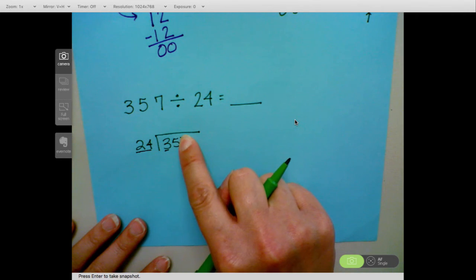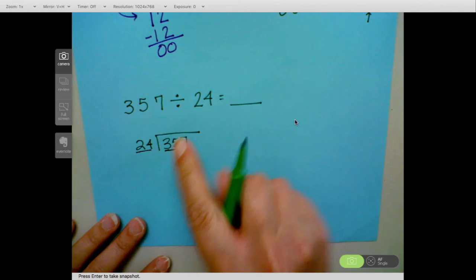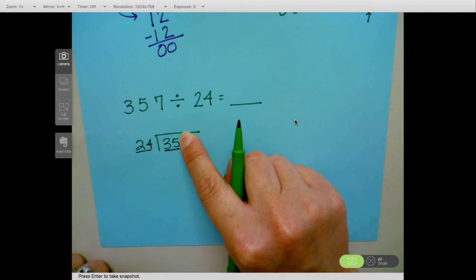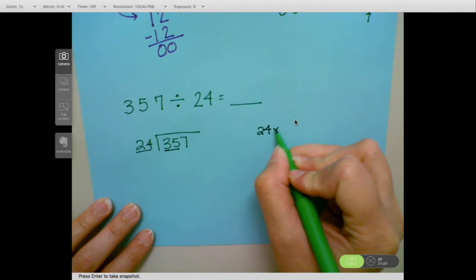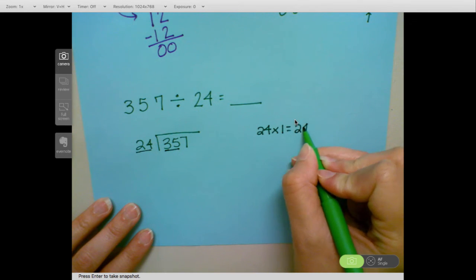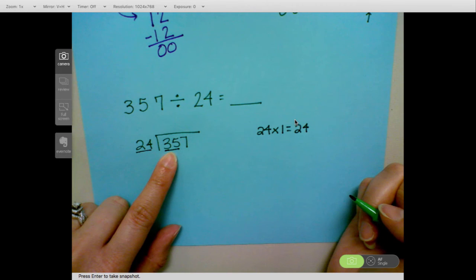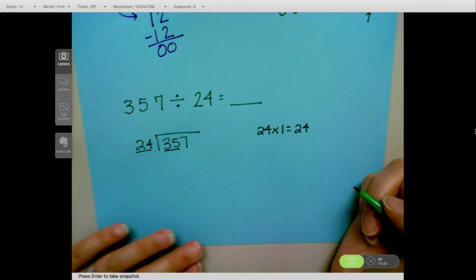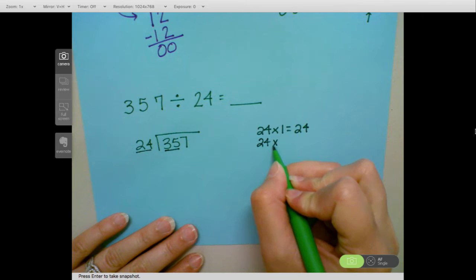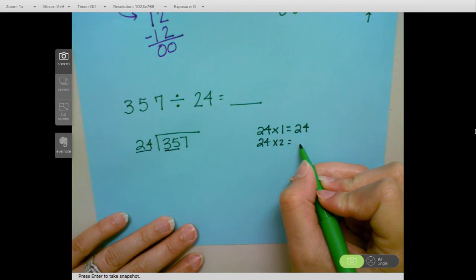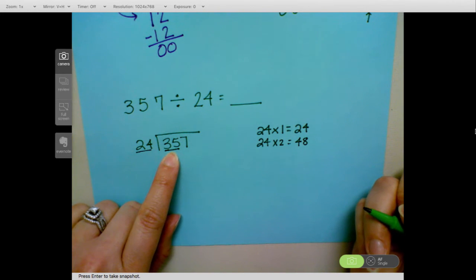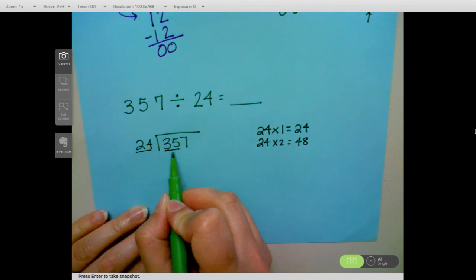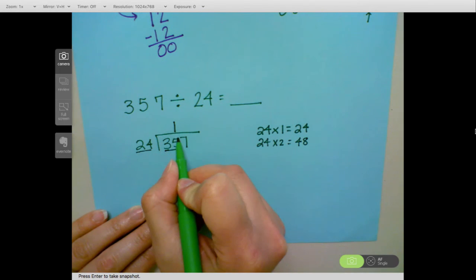So let's add a number. Let's look at 35. If I have 35, can I pull out one set of 24? At least one. Let's see. If I have 24, I'm going to do that scratch work again. 24 times 1, we know, is 24. So we know 24 will go in there at least once. You think it'll go in there a second time? Let's see. 24 times 2 equals 48. Uh-oh. Did that go over 35? It did. So 24 will only go into 35 once. And put that 1 over the 5.